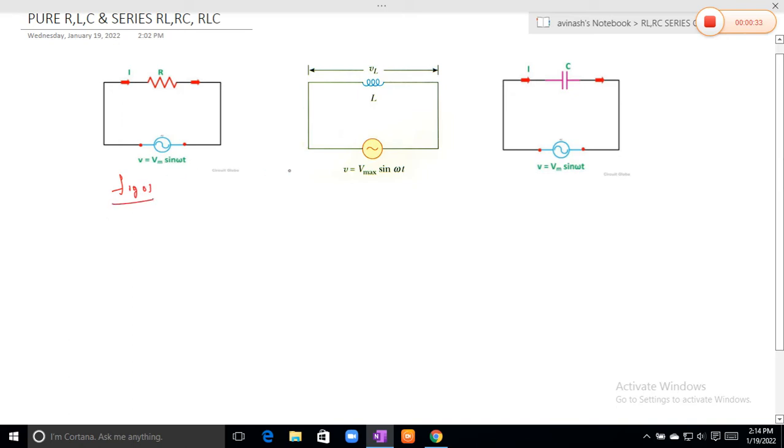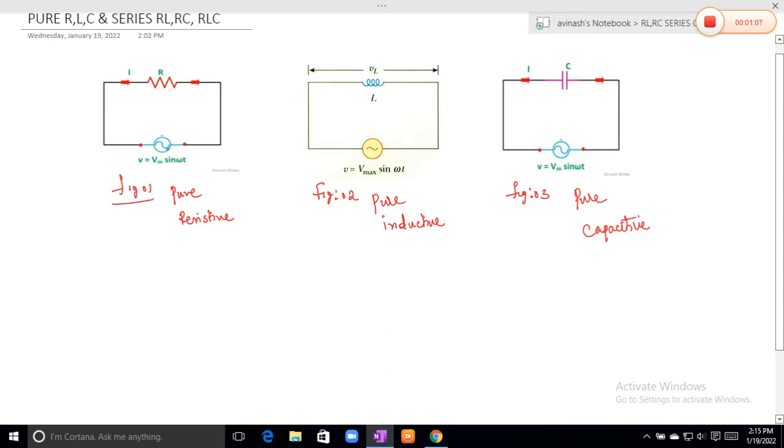Figure 1. This will be figure 2. This will be figure 3. Figure 1 is the pure resistive circuit, figure 2 is the pure inductive circuit, and figure 3 is the pure capacitive circuit.